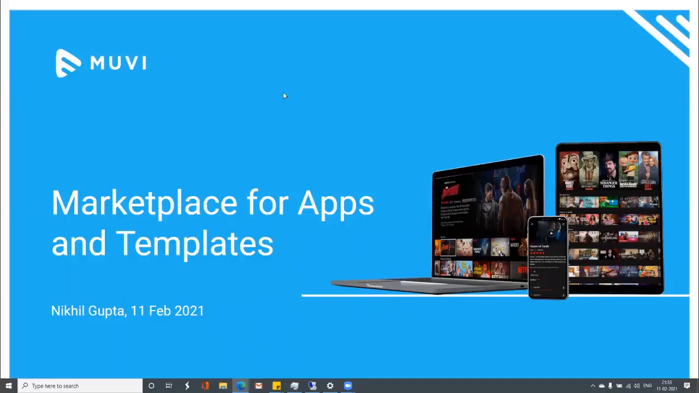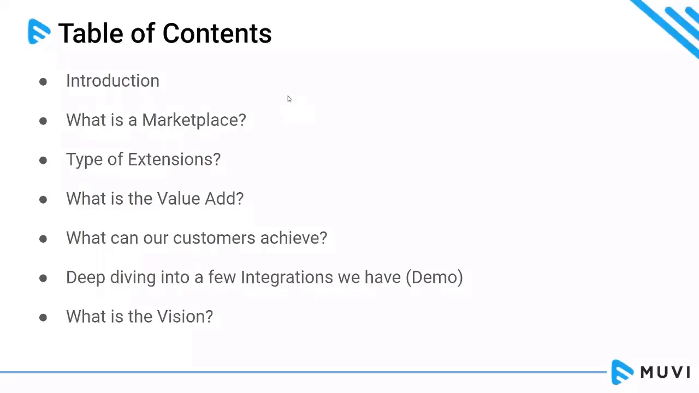Today, we are actually going to talk about something very interesting. It's a major initiative at Muvi, and it's something which is very close to our heart. It opens up a lot of possibilities, unlocks a lot of growth and earning potential for all the participants in our ecosystem. It could be our customers, it could be our partners, developers, third-party software providers. It impacts everyone favorably. We call it a marketplace.